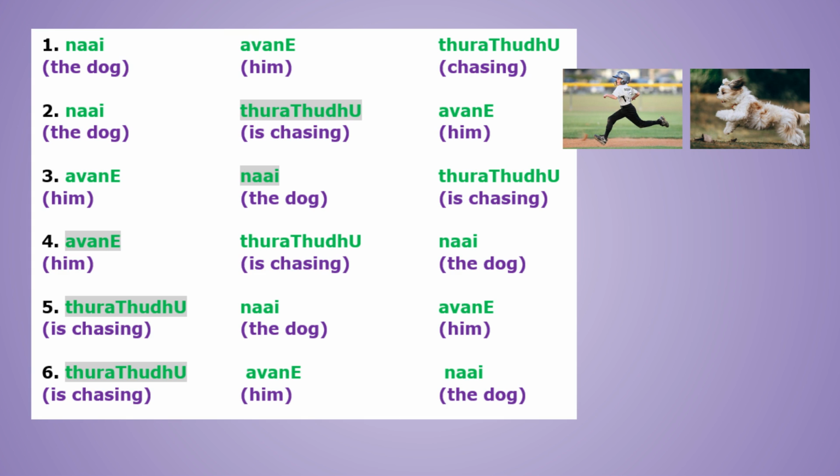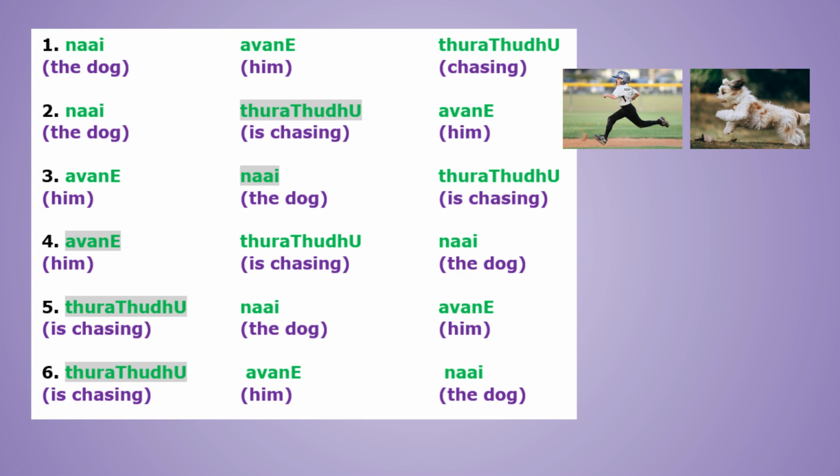Avana nai thorathadu. Here the dog is chasing him, so we are more stressing on the dog part. Avana nai thorathadu. So the next one we are moving, and then you can see that Avana tortadu nai means the dog, it is chasing him. So here we mean something like it is not chasing anybody else, but it is chasing him.